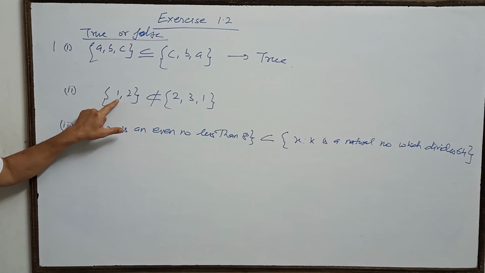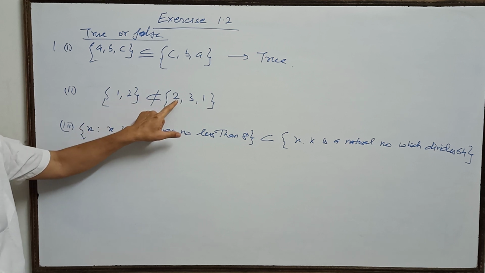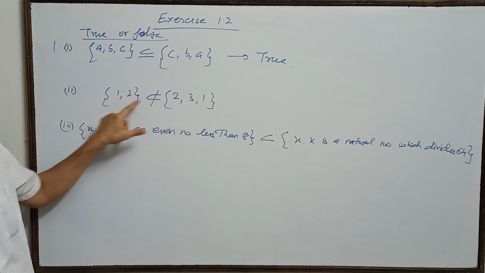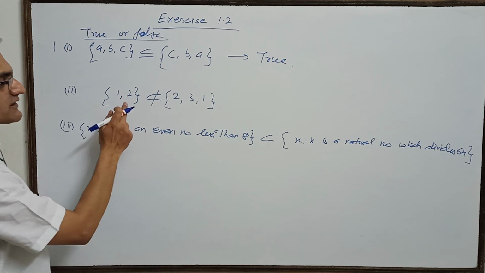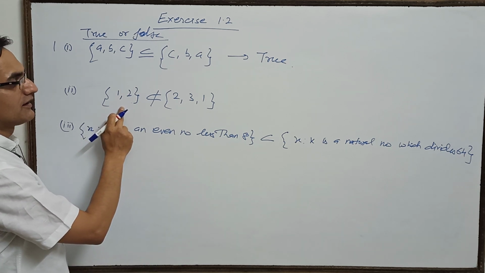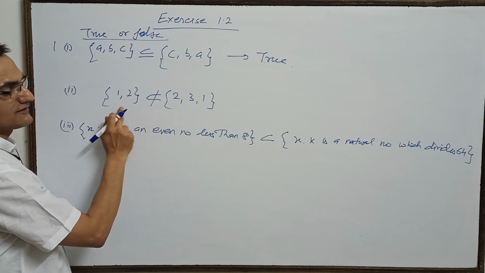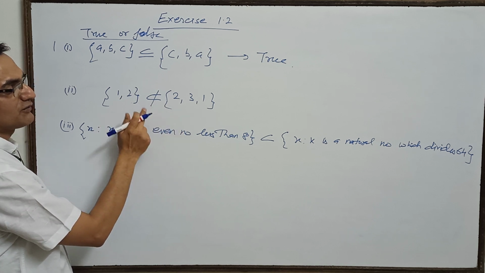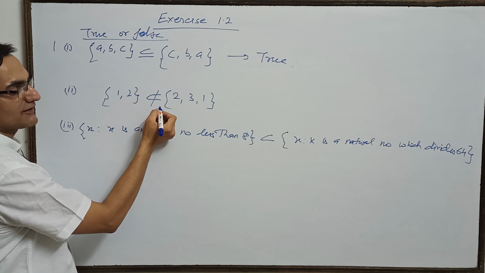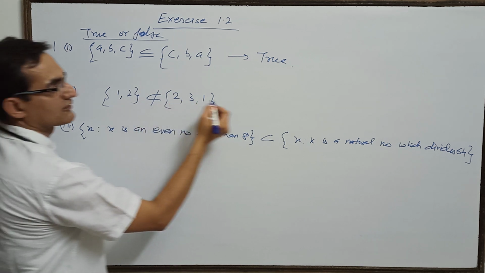Now next. This has elements 1 and 2, and this has 2, 3, 1. All the elements of this set are in this one, so this is a subset of this one, but it is given that this is not a subset of this one. So this is false.